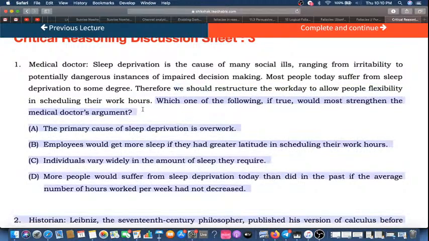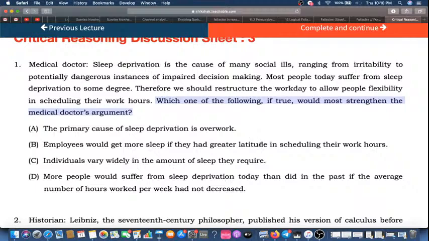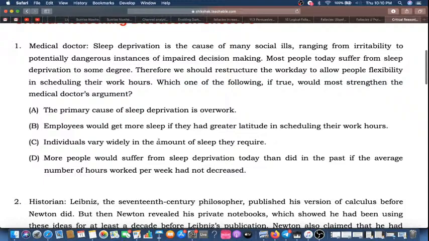My question was, which one of the following, if true, would most strengthen the medical doctor's argument? B is the correct answer. So let me go through it first. Employees would get more sleep if they had greater latitude in scheduling their work hours, right? Because he's saying that if you restructure the work day, and basically he concluded, he said people are suffering from sleep deprivation to some degree, therefore allow them flexibility in scheduling their work hours.